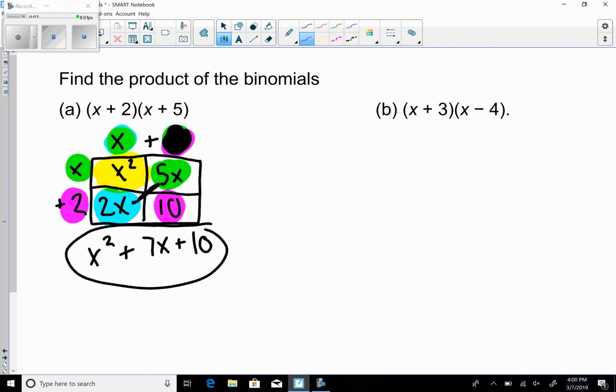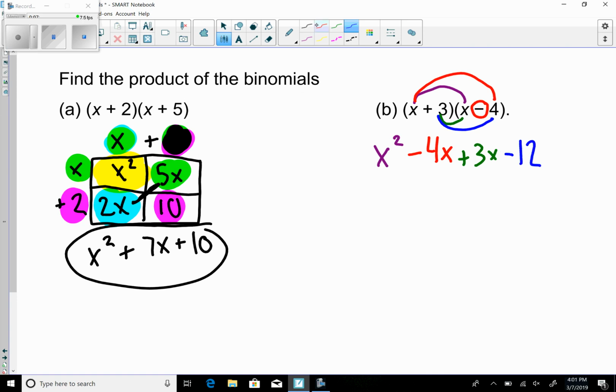So let's take a look at letter B now. If we do the FOIL method, we're looking at the firsts. That'll give you x squared. If we go to the outsides, that'll give you negative 4x, because you gotta look at this sign. That sign belongs to that 4, so you gotta multiply those together. Then we gotta do the inside, so that'll be 3x. And then let's do the last. So you've got 3 times negative 4, which will give you negative 12.